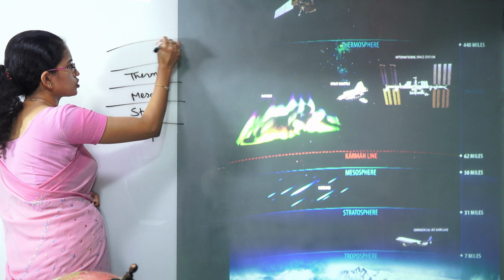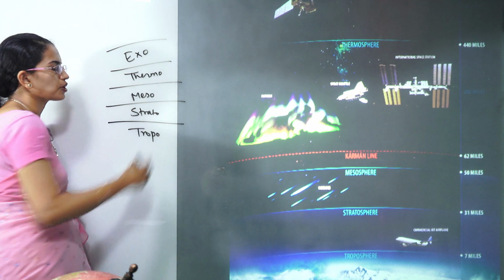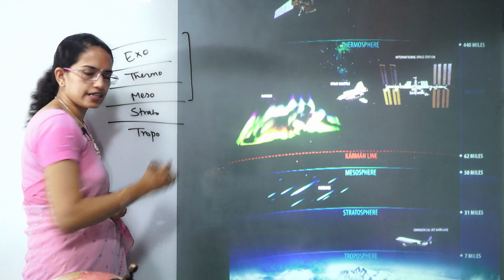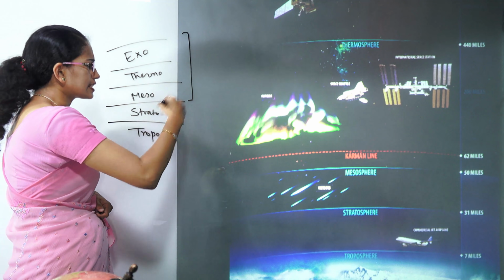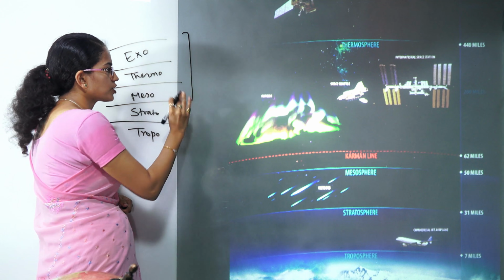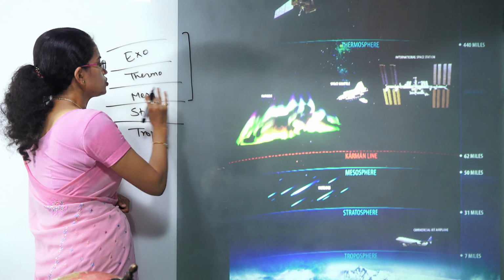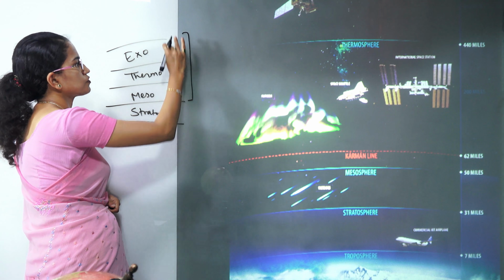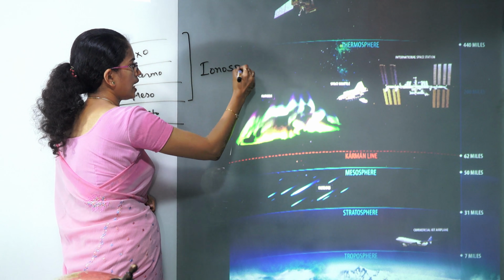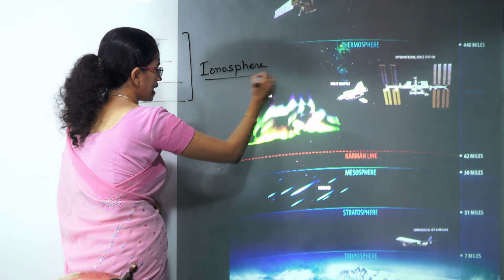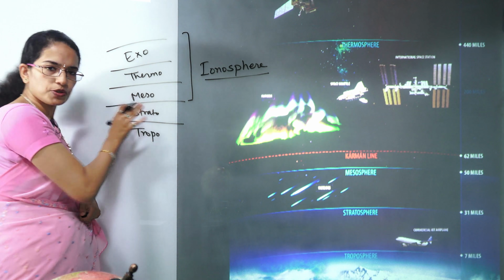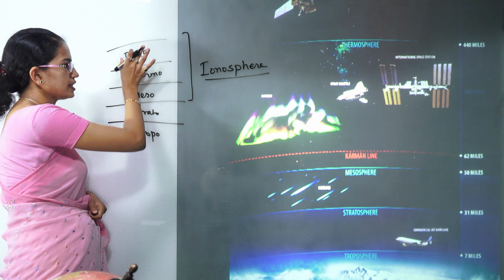Now, many of the times students are confused as to whether ionosphere is the same as mesosphere. It's not. Ionosphere is basically the layer of ions that extends from 60 kilometers up to 1000 kilometers, and the molecules occur in the ionic forms. So it extends from mesosphere, thermosphere up to exosphere. So all these three together would be known as ionosphere. The first important thing that you need to remember: ionosphere includes not only mesosphere but also thermosphere and exosphere.